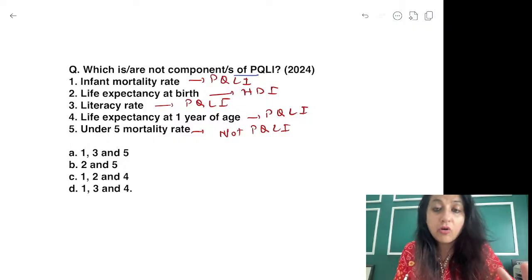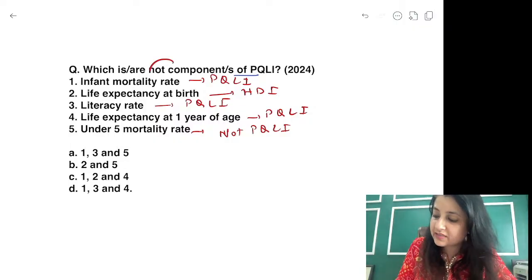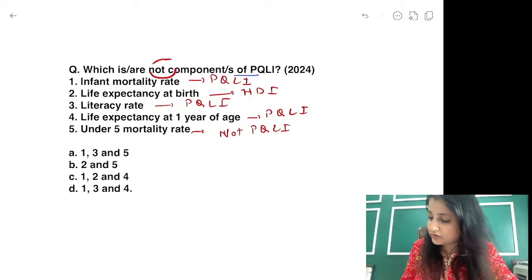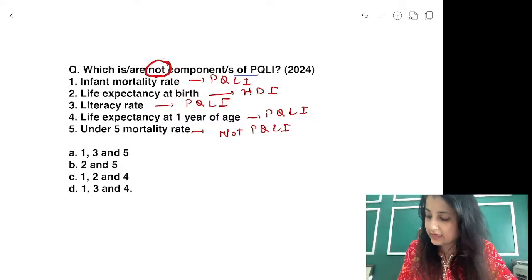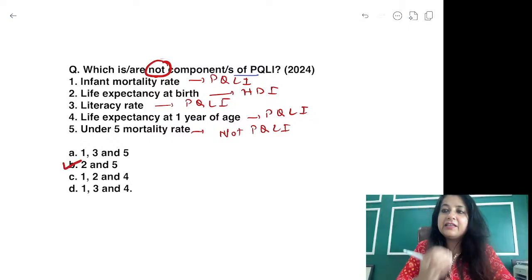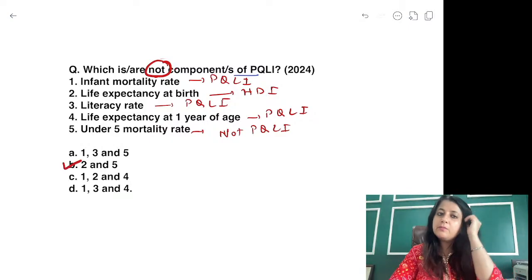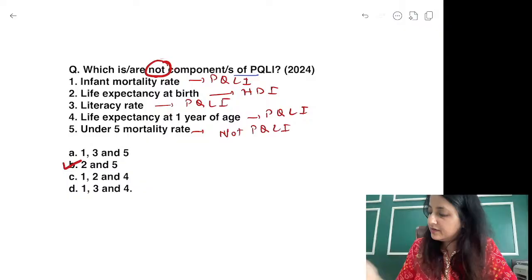I didn't ask you the components of PQLI. I just twisted the question and said which are not the components. I'm just trying to show you a place where you can end up making a mistake. Here it was not. So what are not the components of PQLI? The not, so which ones are those? 2 and 5. Is it clear, everybody? Answer is option B. So don't be in a rush while marking.